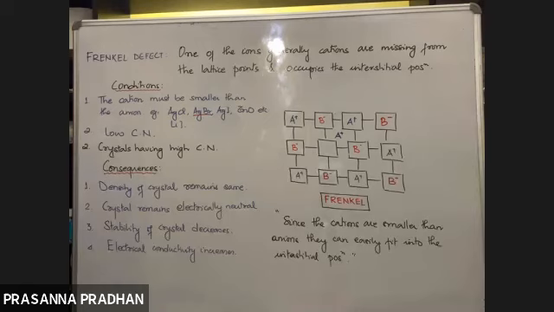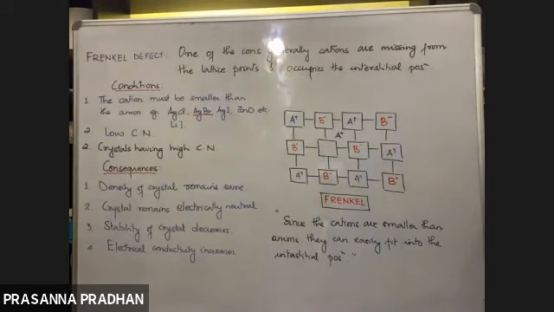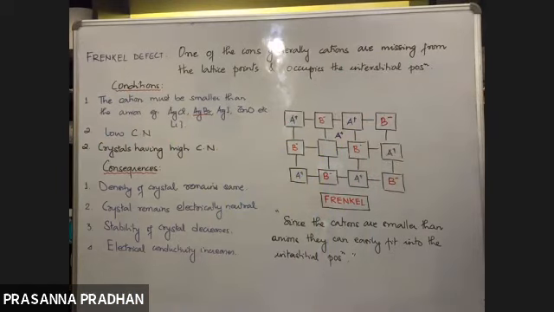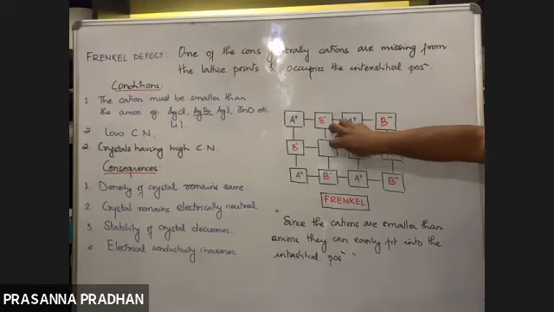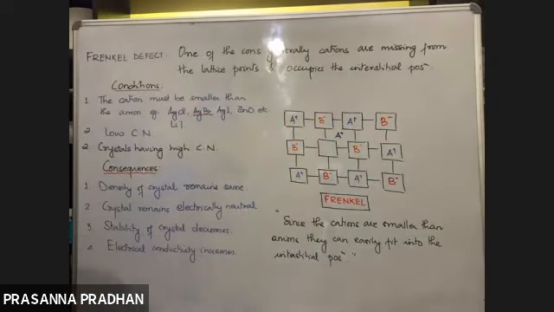Here is an expected question: why do alkali metal halides not show Frenkel defect? Because the alkali metal ions are big in size. Sodium ions are big in size, so they cannot fit into the interstitial points like this. So alkali metal ions, due to their large size, cannot fit into the interstitial position, so they cannot show a Frenkel defect.